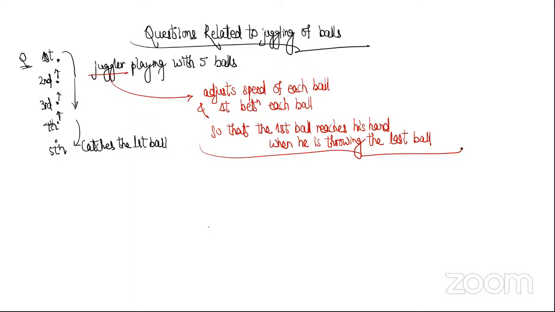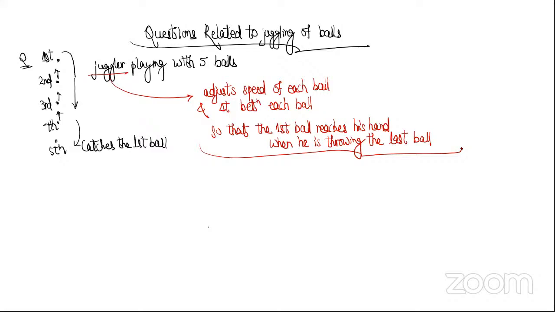Acha. So let's say he is playing with 5 balls. That means he throws ball number 1, he throws ball number 2, he throws ball number 3, he throws ball number 4. When he throws ball number 5, he catches ball number 1. And then when he throws that ball number 1, he catches ball number 2. So one ball he is throwing with his left hand, another ball is being caught in the right hand, other balls are on their way in the sky.